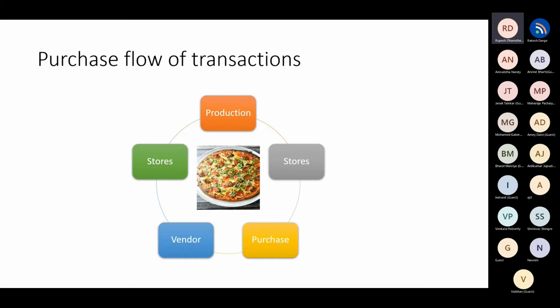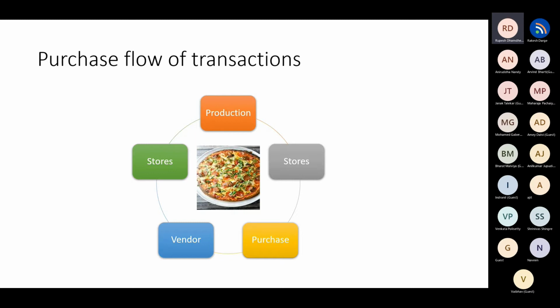And once that product is received, it will go to the stores, and then from stores to production, and the cycle will continue in that case related to your purchasing and consumption of the material. So that's how your purchase flow works in the organization or business world.